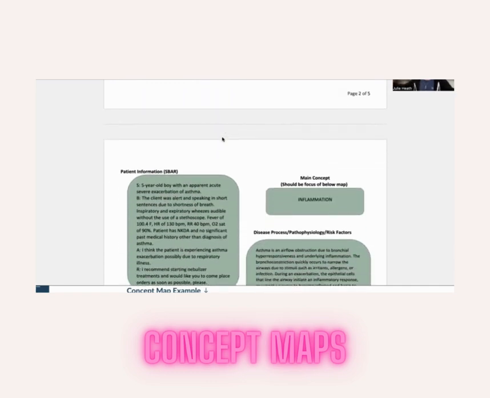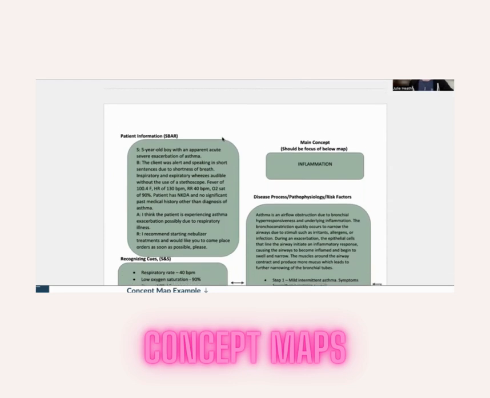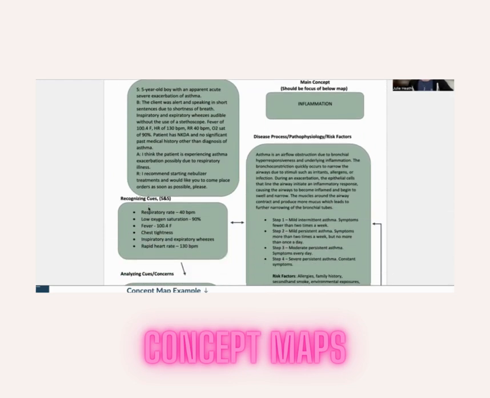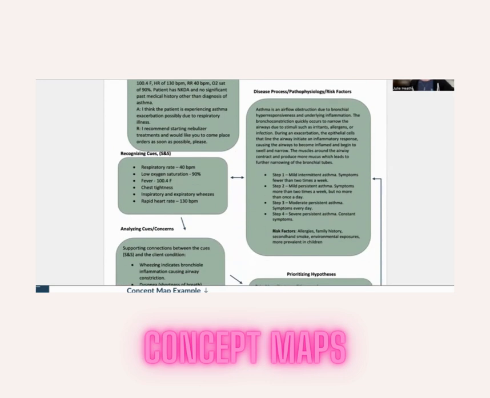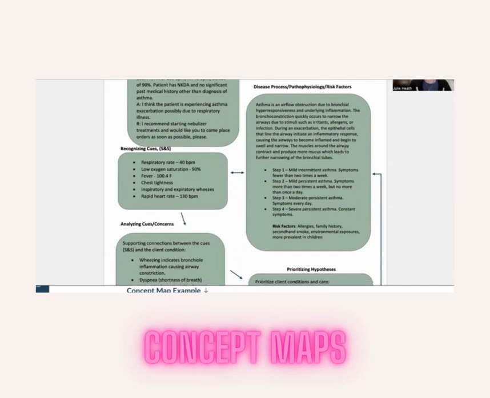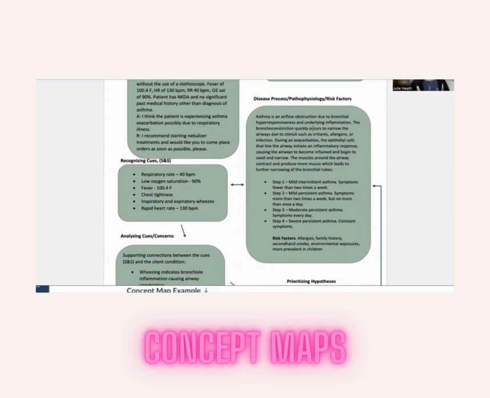Okay, so then you have your main concept, you have your patient information, which is your SBAR. You have your disease process, your pathophysiology, your risk factors. You can find that in a lot of different places. You can go look up articles online. You can look up the Davis Drug Guide. As long as you are citing your sources, you need to have this filled out extremely well, okay?